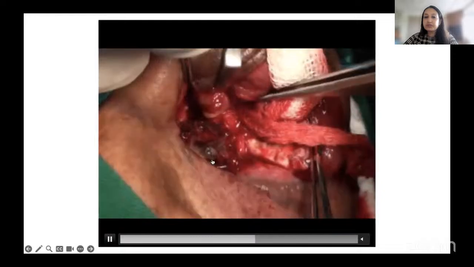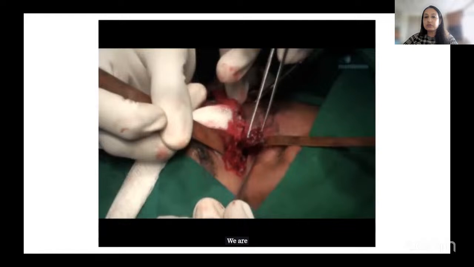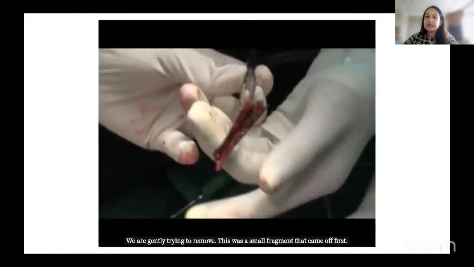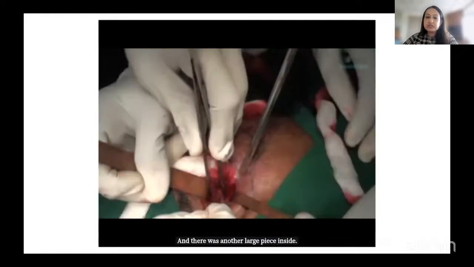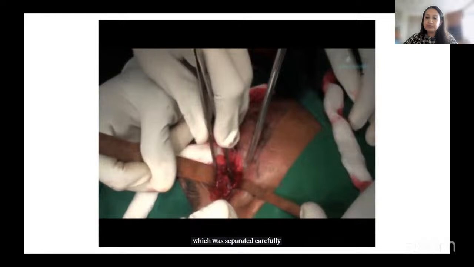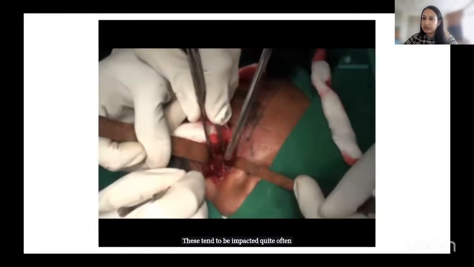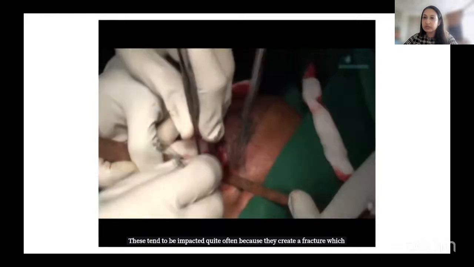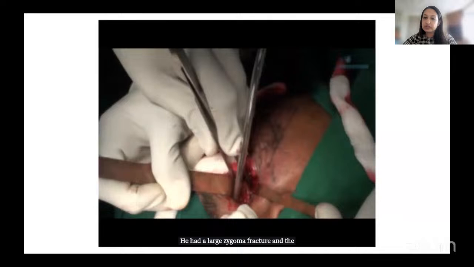So this is the foreign body, and we are gently trying to remove it. This was a small fragment that came off first. And there was another large piece inside, which was separated carefully. These tend to be impacted quite often because they create a fracture which tends to impact this foreign body. He had a large zygoma fracture and the greater wing of sphenoid fracture.